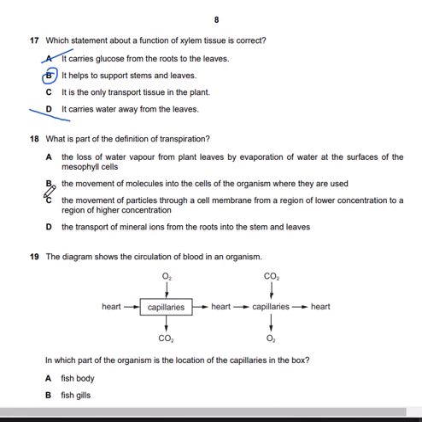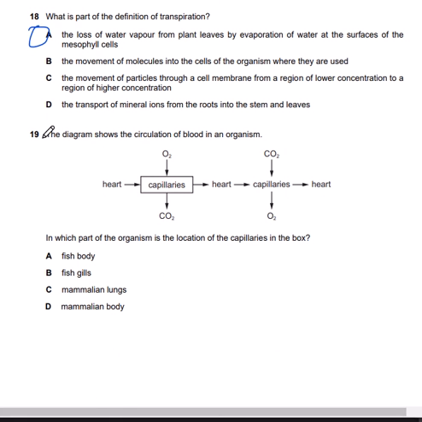What is part of the definition of transpiration? Transpiration is the loss of water from the leaves, followed by movement of water from the roots by transpiration pull. So, the loss of water vapor from the plant leaves by evaporation of water at the surface of the mesophyll cell. The movement of molecules into the cell where they are used. The movement of particles through a cell membrane from a region of lower, nope, that's active transport. The transport of minerals, ions from the roots into the stems and leaves. So the answer is A.